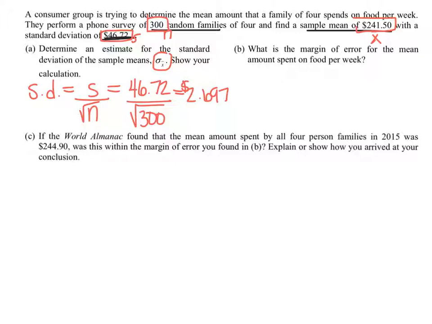What is the margin of error for the mean amount spent on food per week? So now I'm just like I did before. I already know my standard deviation, so I'm going to double it to get my margin of error. So I got 5.394. I'm just realizing as I'm doing this example that it's money, so you really could have rounded to 2 decimals instead of 3, but that's not a big deal. I would specify if this was on a test. So here is my margin of error.